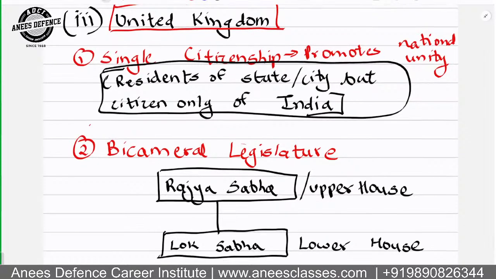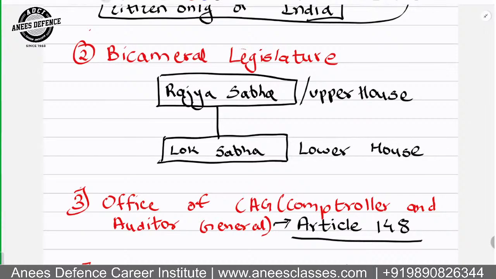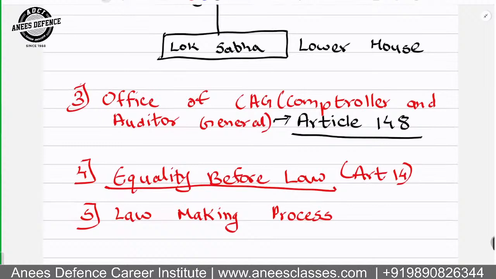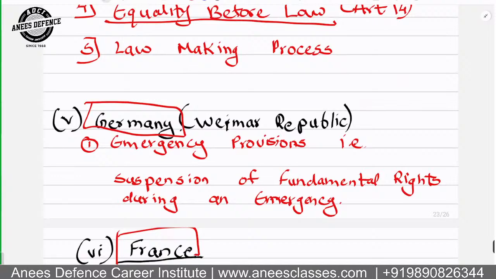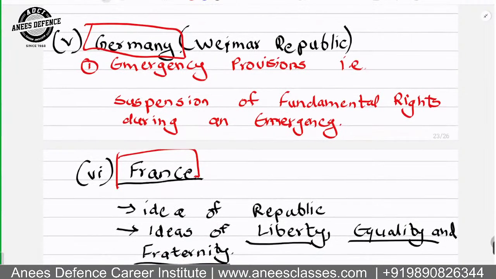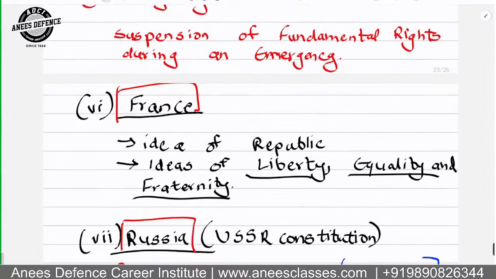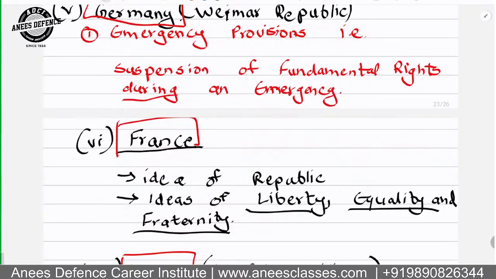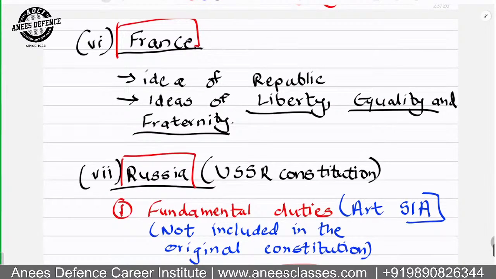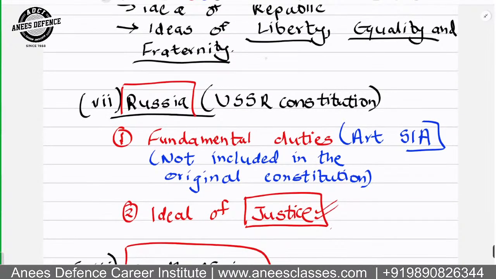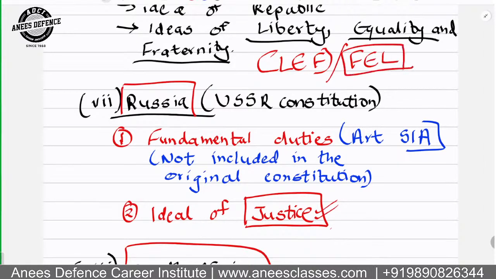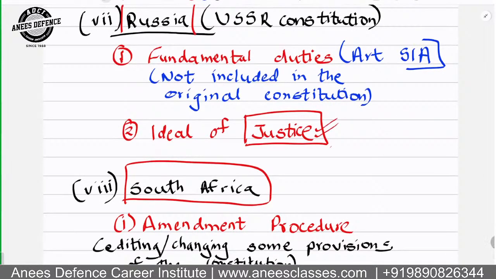Then the system of bicameral legislature, where the parliament is divided into two houses, the upper house and the lower house. Then the office of the CAG, equality before law, Article 14, the lawmaking process. This also I had explained yesterday in a brief span. Then we have seen that from Germany, emergency provisions such as suspension of fundamental rights during an emergency. And this process was used by Hitler to capture power. From France, we have seen the idea of republic and ideas of liberty, equality, and fraternity. LEF or fail. Then from Russia, fundamental duties, Article 51A.